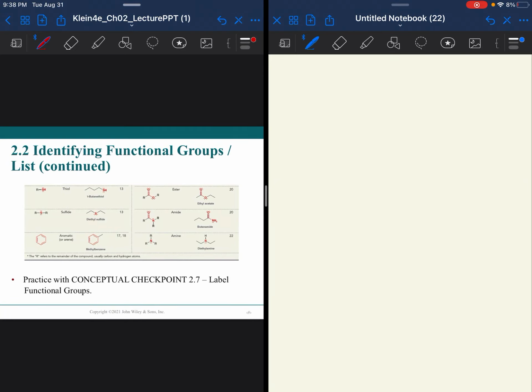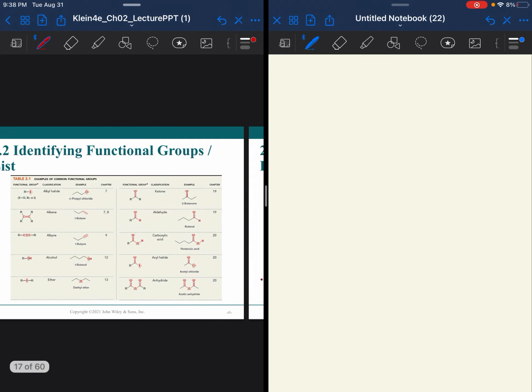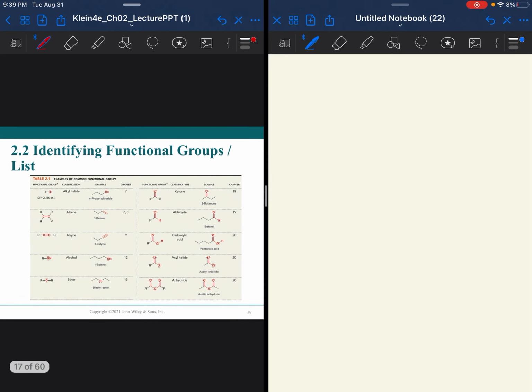All right, this is going to be a quick video. You really just need to memorize these functional groups that are present on table 2.1, which can be found within, looks like, slides 17 and 18 of the PowerPoint. You would also find these in the textbook. But I want to go through and run down a couple of things and give you some ideas on how to group them and how you might be tested over them.